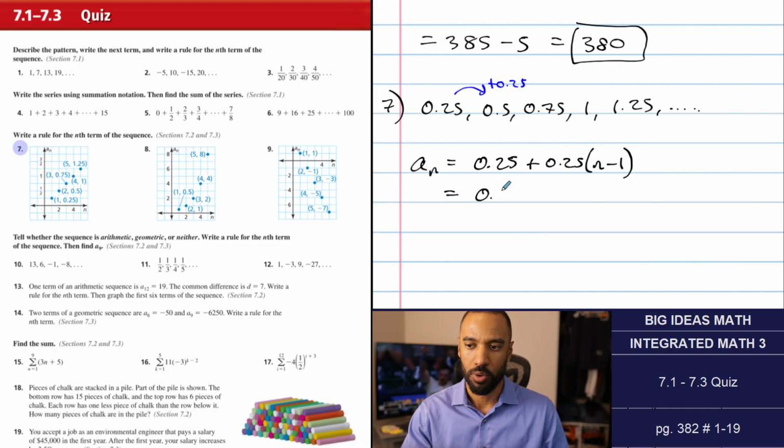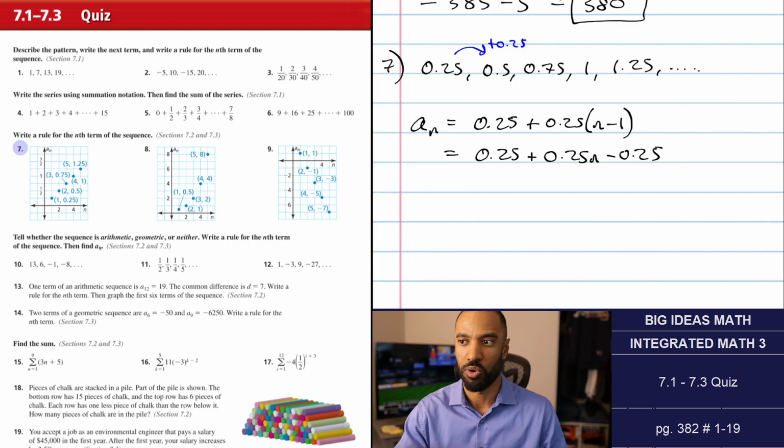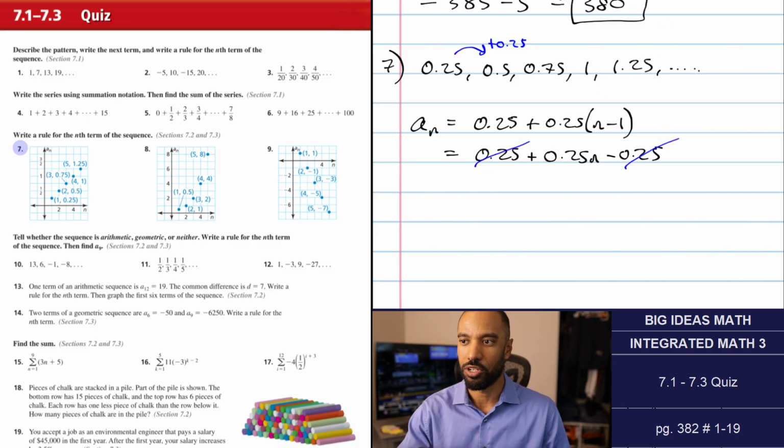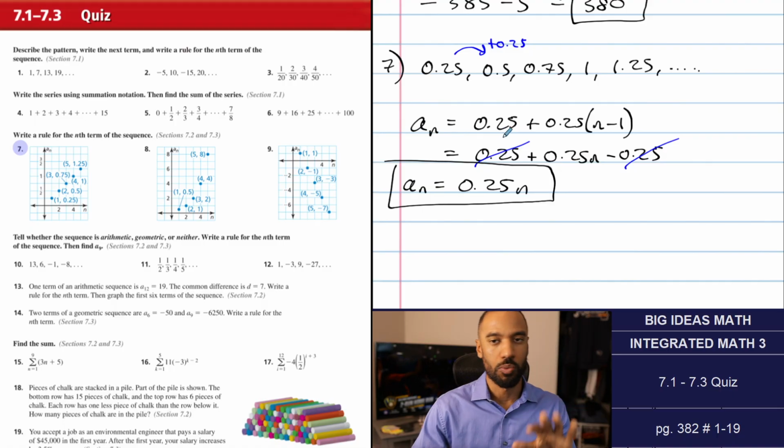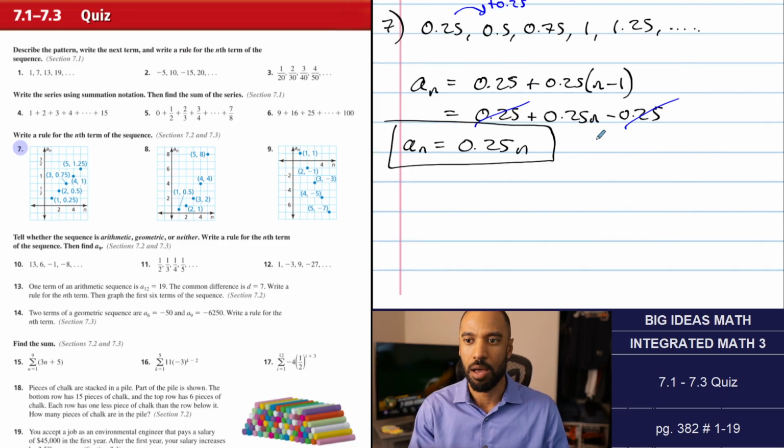When you distribute that 0.25 there, you get 0.25 plus 0.25n minus 0.25. I'll be very happy to not have to say 0.25 pretty soon after this point. Subtract the 0.25s right here, and you're left with 0.25n. I no longer have to say 0.25. That's the rule. It is an arithmetic sequence given the common difference, and there's the formula off of it.